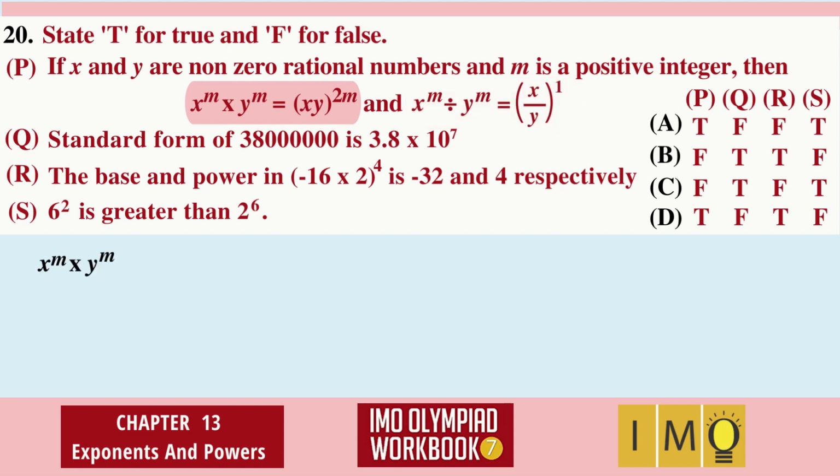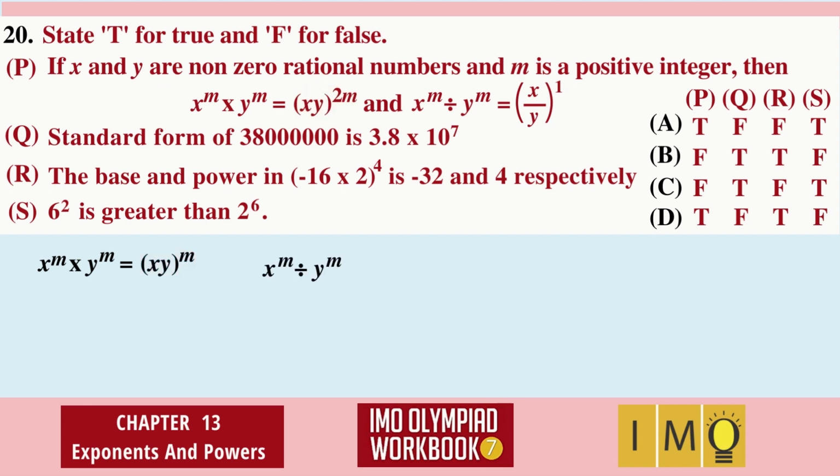First, x^m into y^m. Here, the exponent remains the same, but the base is different. So we keep the exponent as it is and multiply the base. What we should get is (x·y)^m. But the statement given shows that it is (x·y)^(2m), which is false.